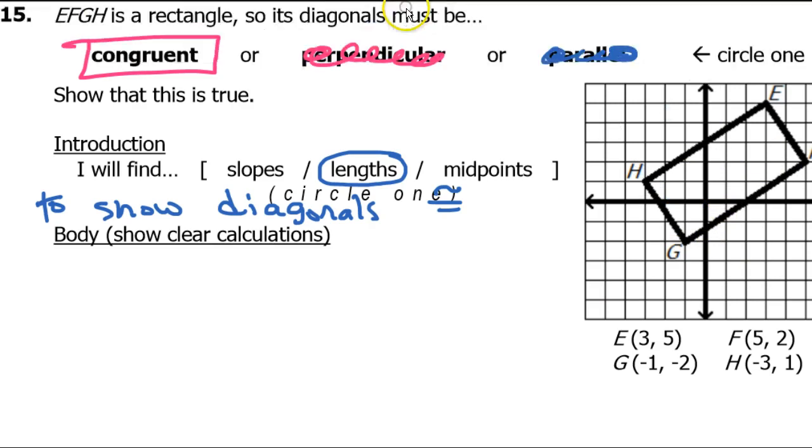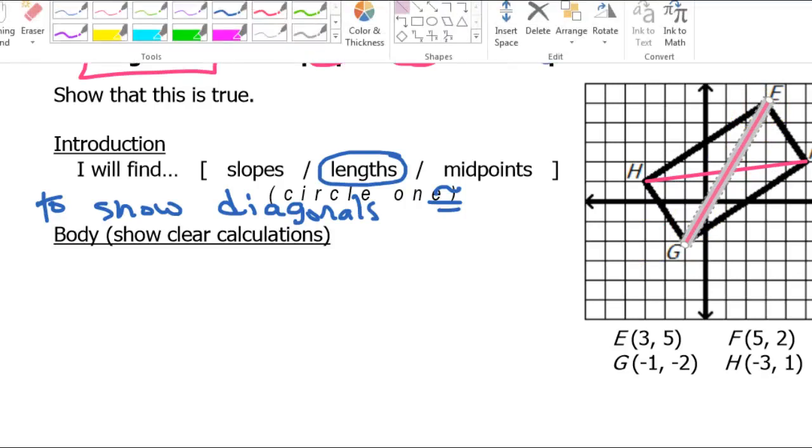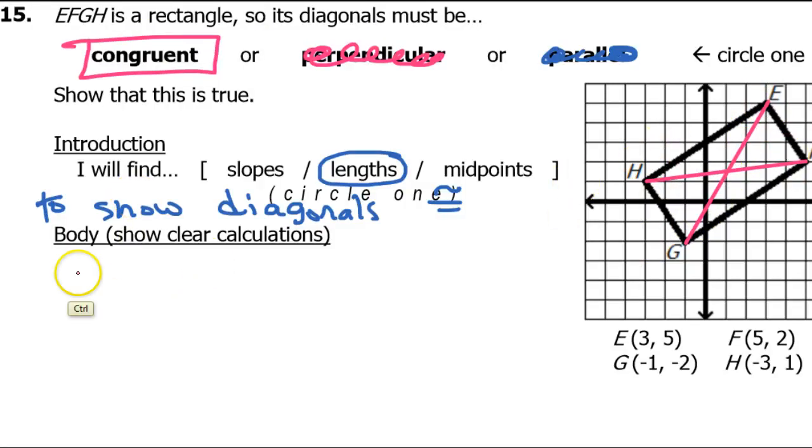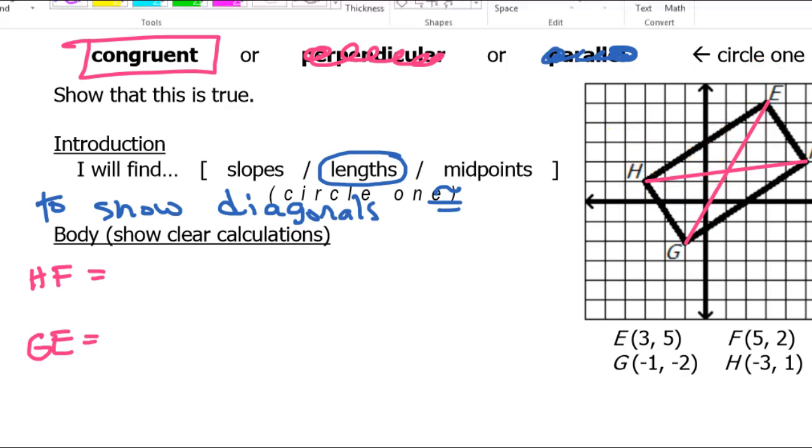I think I'll use my drawing tool so I can make this a little tidier. That's a diagonal, and this is a diagonal. Okay, those are the two diagonals. So I need to find the length of HF and I need to find the length of GE. By the way, if I just write HF with no segment symbol over it, it means length. Same with GE.